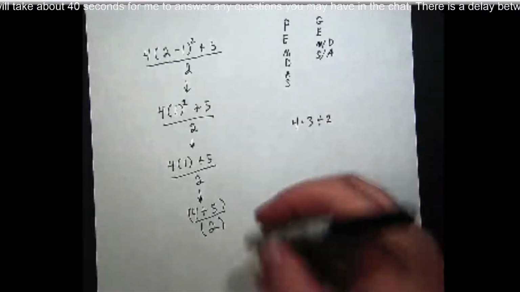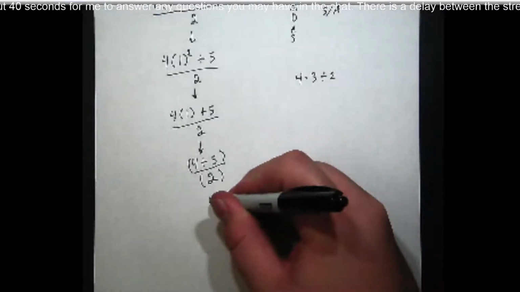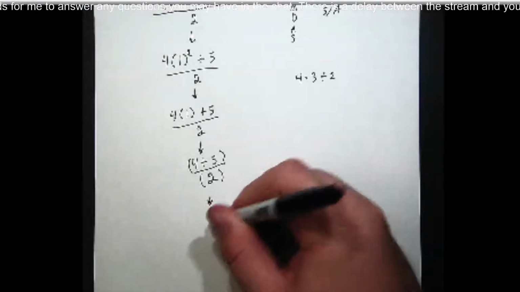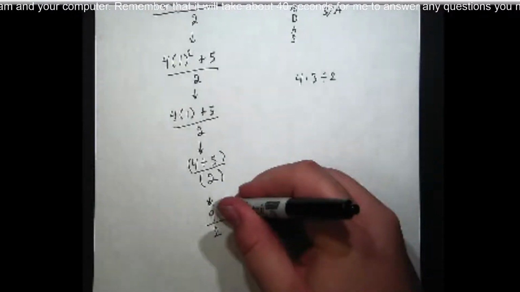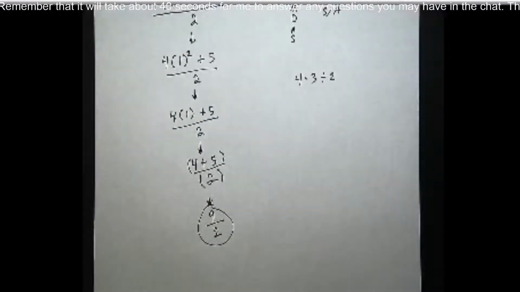So 4 plus 5 is going to give us 9, over 2. And at this point, again, you could make this into a decimal, 9 divided by 2. Or you could leave it like this, and honestly, I would rather you leave it like this for most of the problems that I'll give you.